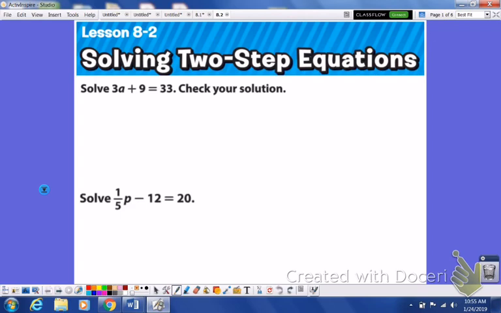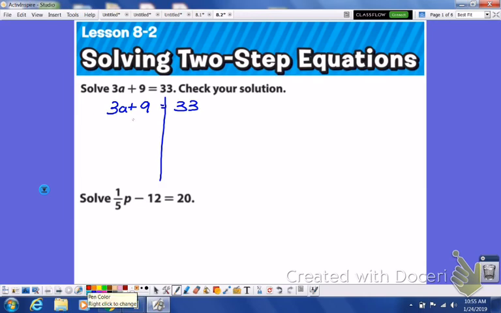So if we look at our first one, solve 3a plus 9 equals 33, and then we want to check our solution. Well, we're going to drop our line down just like before. Now you have to be careful what you do first here. You always want to work from the outside in. So what is attached to my variable is going to be our last step.